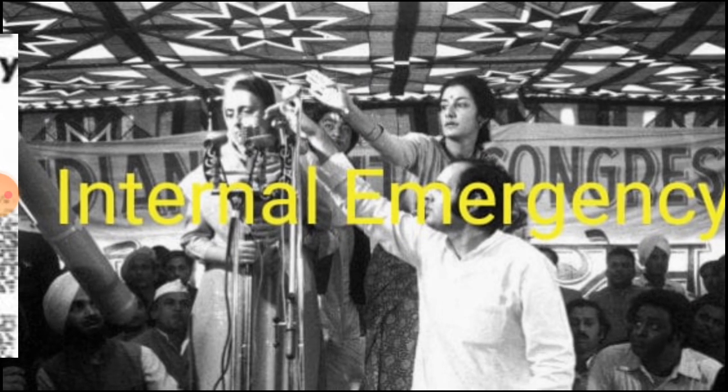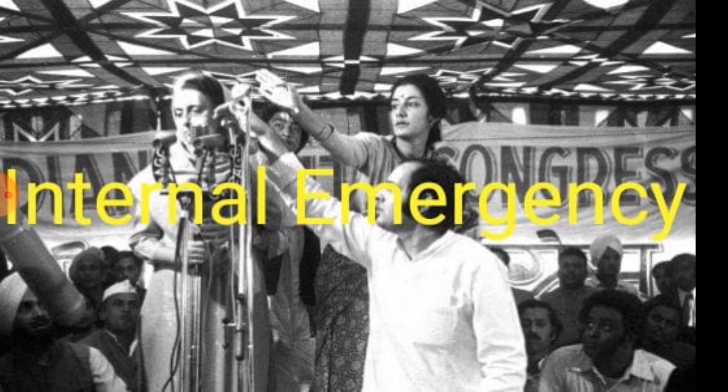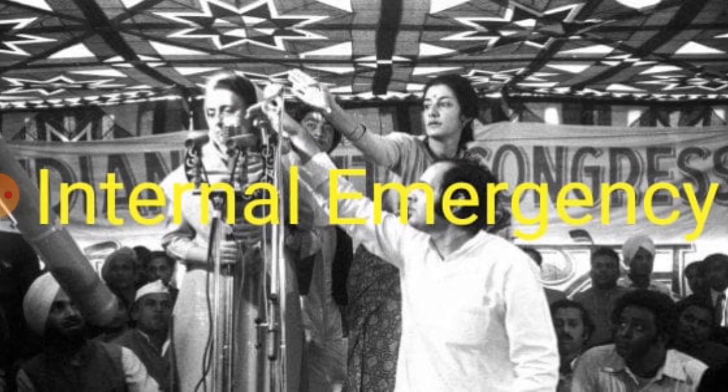aggression, it is known as external emergency. On the other hand, when it is declared on the ground of armed rebellion, it is known as the internal emergency. What is meant by internal emergency? When it is declared on the ground of armed rebellion, it is known as internal emergency.